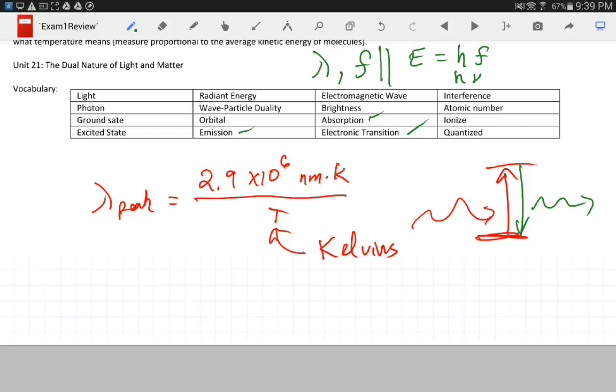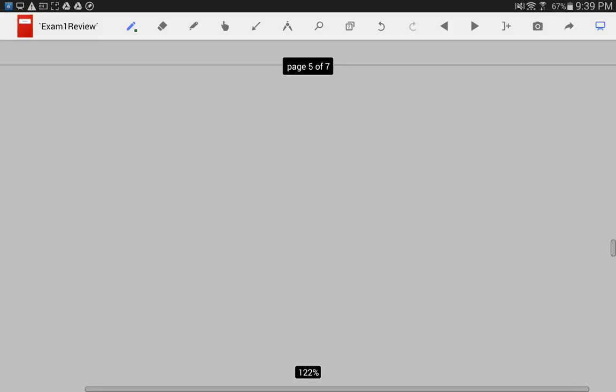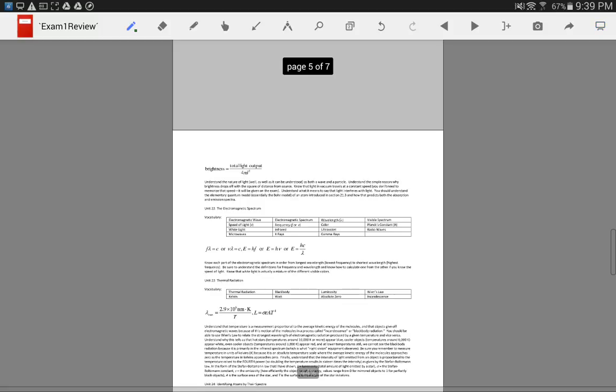The word quantize is important. Quantize means you only have certain specific levels. So the energy levels in an atom are quantized. Remember, I went through the models of the atom, and we started with non-quantized models and then got to quantized. The non-quantized models, we started with the plum pudding model, and then we went to the planetary model. Neither of those were quantized.